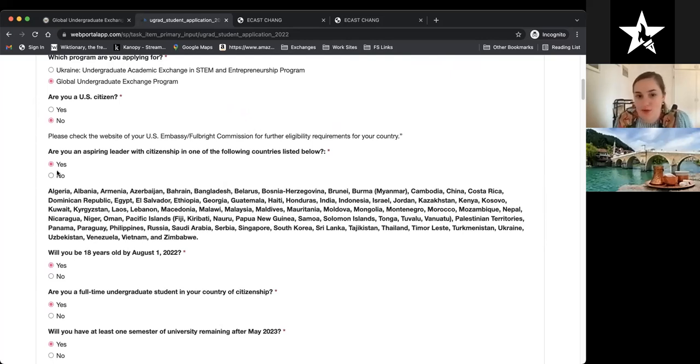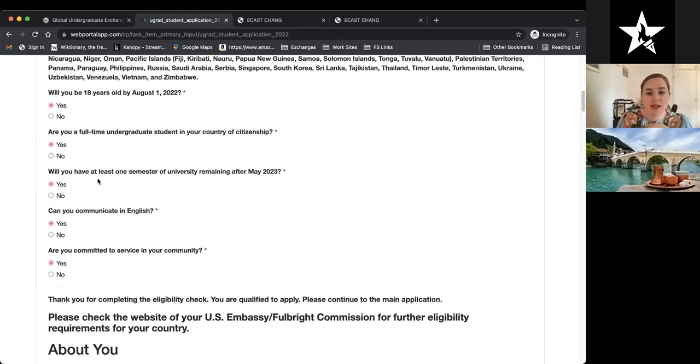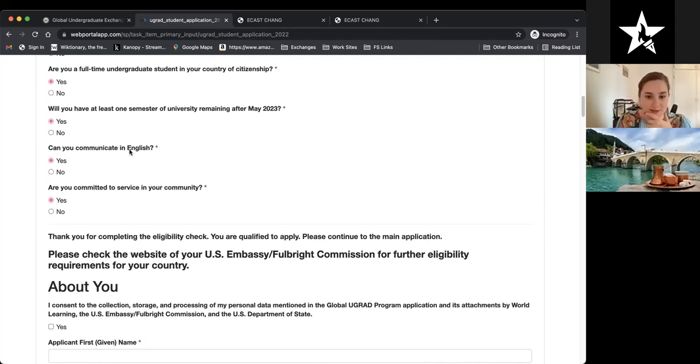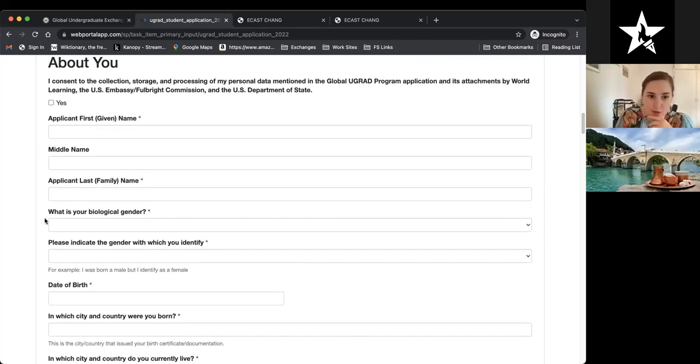Are you a citizen of the United States? If so, you can't go on the program. Are you old enough? The other things I went over about having a semester left when you return, if you speak English, so very basic things. Once you do that, then we get into the actual application form.